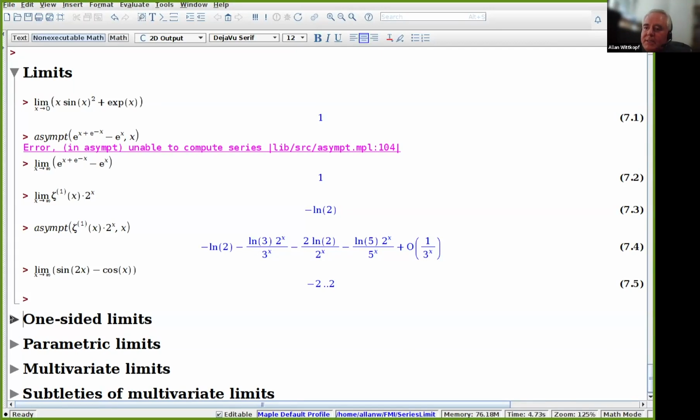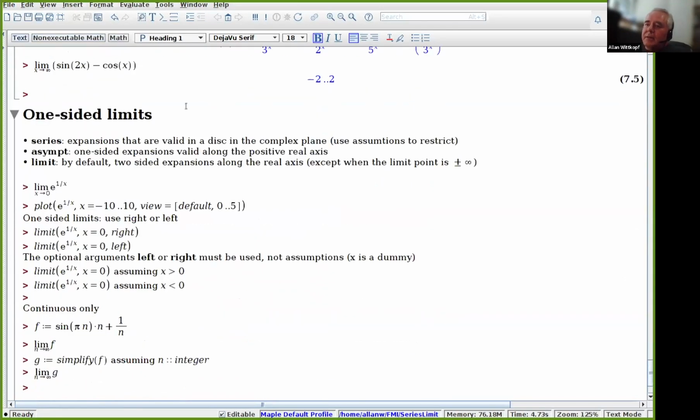All right, one-sided limits. Okay, a couple words about domains of validity first. As I mentioned earlier, series expansions are valid in a disk in the complex plane about the expansion point, and you can use assumptions to restrict this. Asympt always gives one-sided expansions that are valid only along the positive real axis. Limit gives a value that has to be valid from both sides by default. So as you approach from the left or the right, but it's always along the real line.